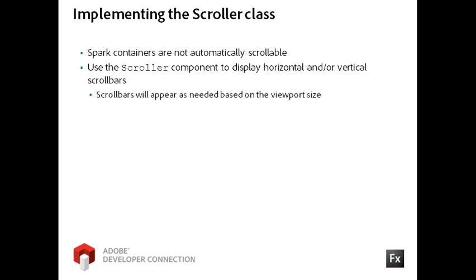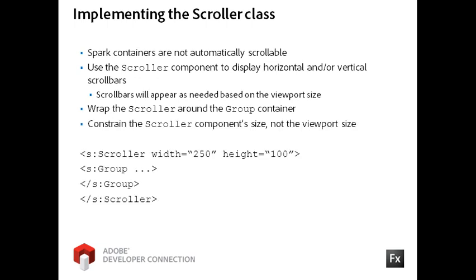The component will determine which scroll bars are necessary based on the size of the viewport and the content being viewed. You add the Scroller component to your containers by wrapping them in the tag. Be careful that you put the size constraints on the Scroller itself, not the viewport container. It will work if you put the constraints on the viewport container, but it is a recommended best practice to leave them on the Scroller. If you are working with skinnable containers, you must define their scroll bars in their skins. You will learn how to do that in Day 5.